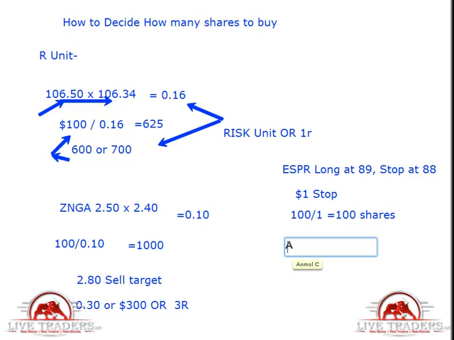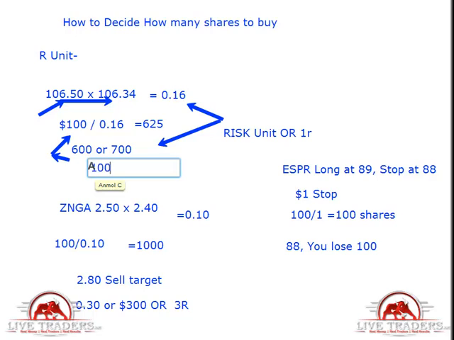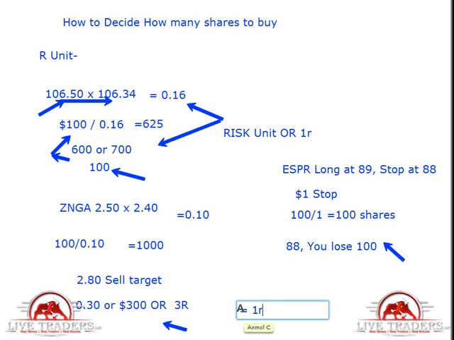Let's say the stock goes up. Actually, you know what? Let's just say the stock goes down to 88. You lose 100, plus or minus slippage. And let's say the Q's also stopped out. You lose 100. So you took 2 trades. You lost 1R. You lost 1R. You made 3R. But however, you lost 2 trades. You won only 1 trade, but you're still up 1R or $100, right?